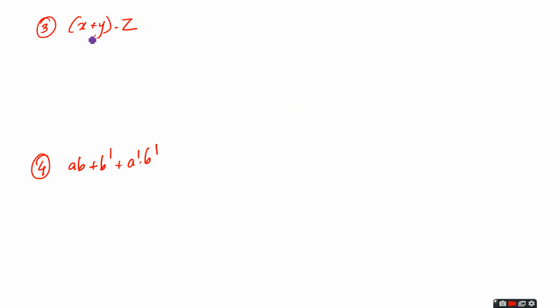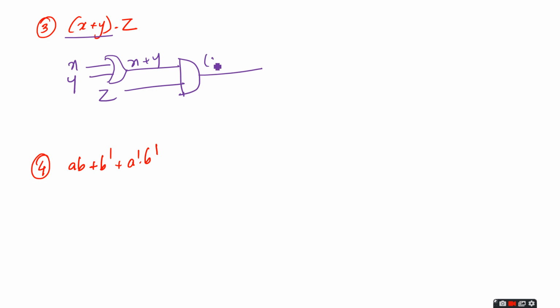Now next question, X plus Y into Z. First we will consider the bracket, X and Y through an OR gate. Then we will get X plus Y. Then we have to pass X plus Y and Z through an AND gate. We will get X plus Y into Z.